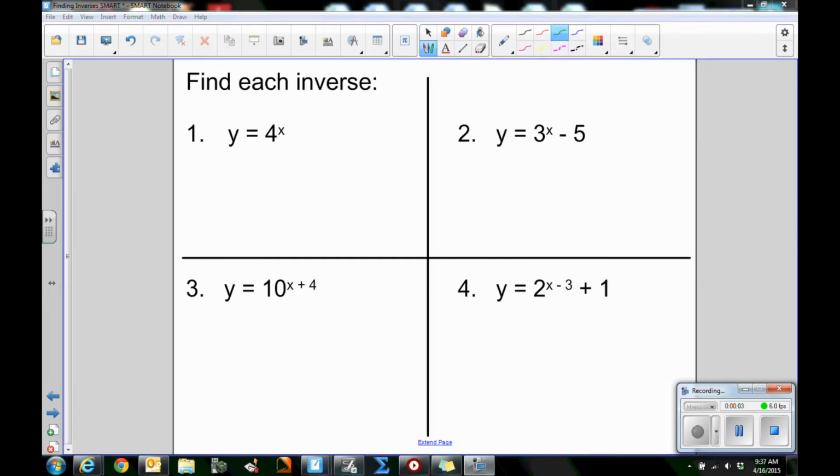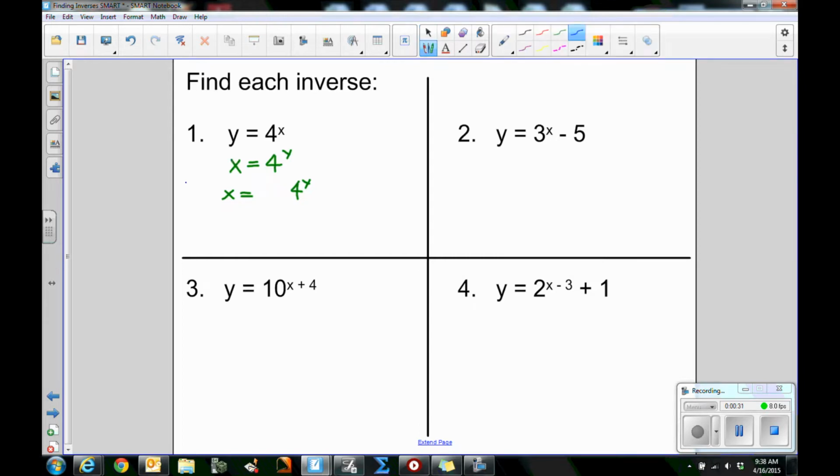These are exponential functions. The inverse of an exponential function would be a logarithmic function. So we still start by switching the location of x and y. Now you can either rewrite this equation in logarithmic form, like we've done before, or you can take the logarithm of both sides.